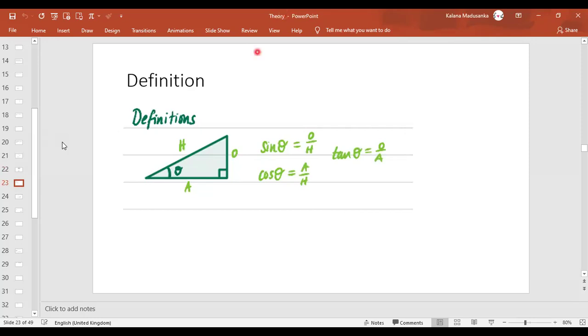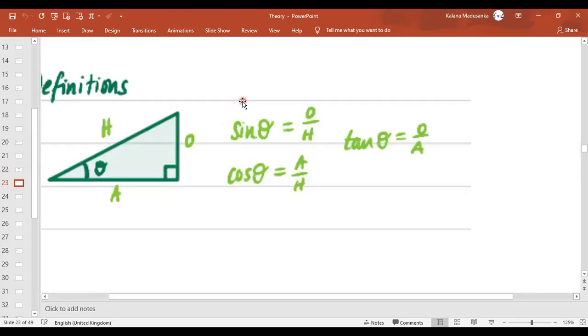And actually there are 6 different functions we can use with trigonometry. However, we are going to only learn about the main 3: the sine, cos, and tan functions, right? The considering angle can be written as theta. Theta is the angle we are going to consider. So in this right angle triangle, I'm considering this as my theta.